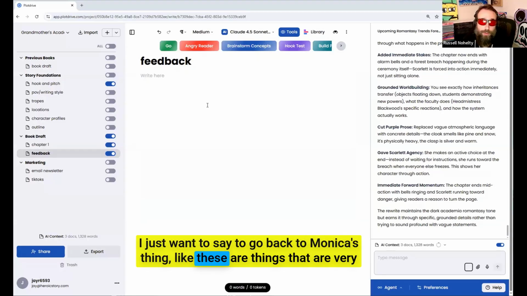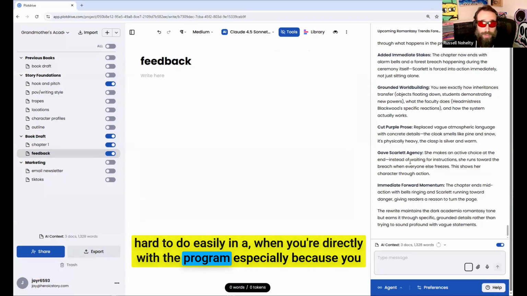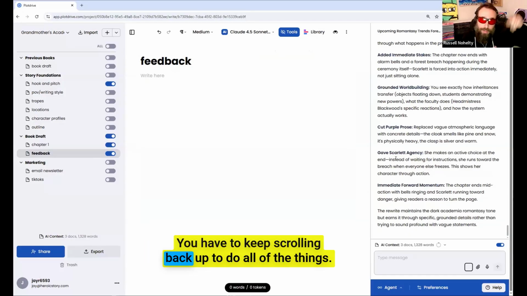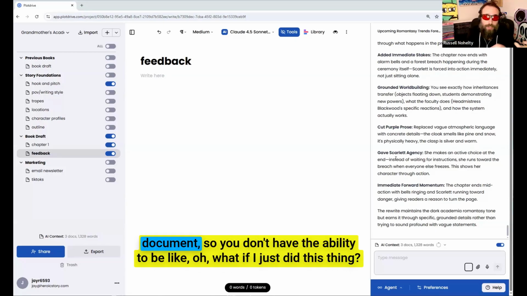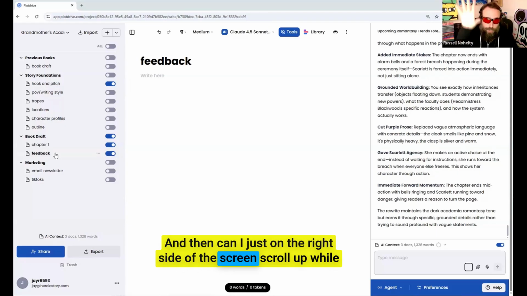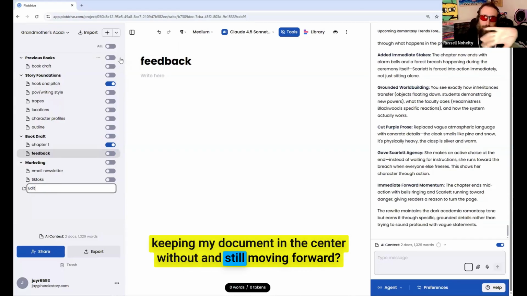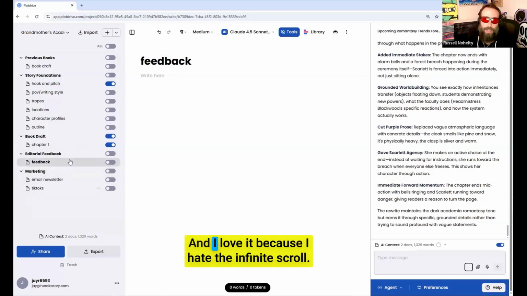I just want to say, to go back to Monica's point, these are things that are very hard to do easily when you're working directly with the program, especially because you have this infinite scroll where you have to keep scrolling back up to do all the things. And you either put all of a document in or none of a document, so you don't have the ability to say, oh, what if I just did this thing? And then can you make an angry reader? And then can I just, on the right side of the screen, scroll up while keeping my document in the center and still moving forward? These are the kinds of things I saw when I started working with you guys, and I love it because I hate the infinite scroll.